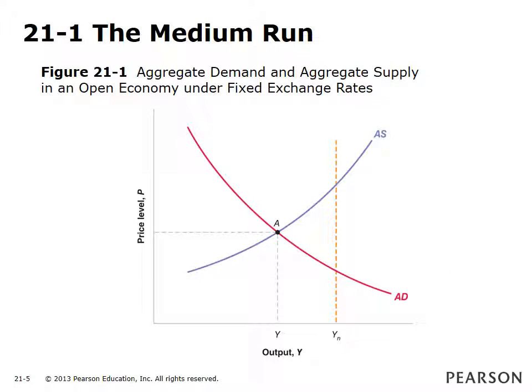Figure 21-1 shows the aggregate demand and aggregate supply in an open economy under fixed exchange rates. An increase in the price level leads to a real appreciation and a decrease in output. The aggregate demand curve is therefore downward sloping. An increase in output leads to an increase in the price level. The aggregate supply curve is therefore upward sloping. Equilibrium in the short run is at point A. Actual equilibrium output Y is below the natural level of output Yn.